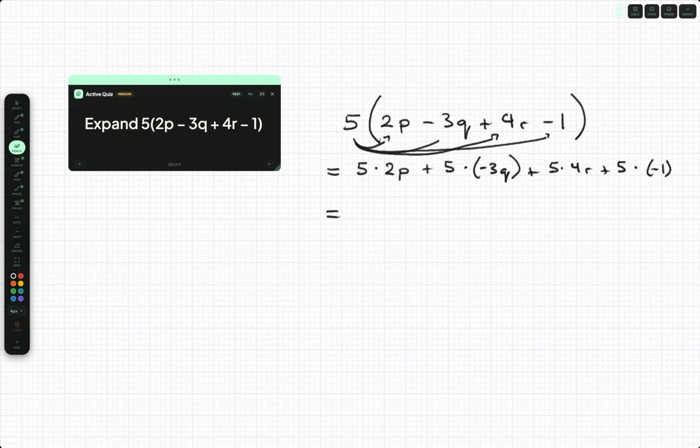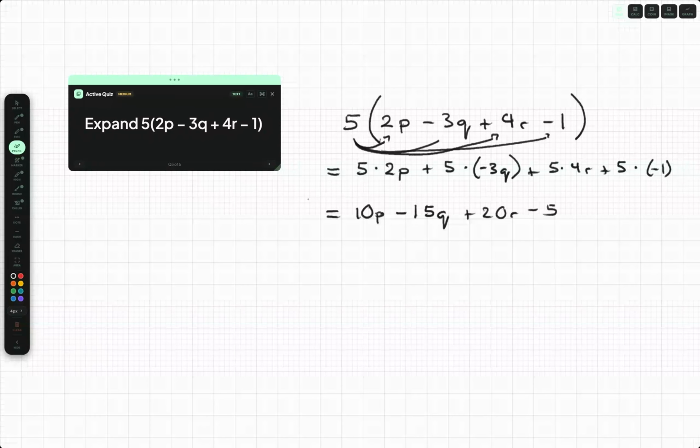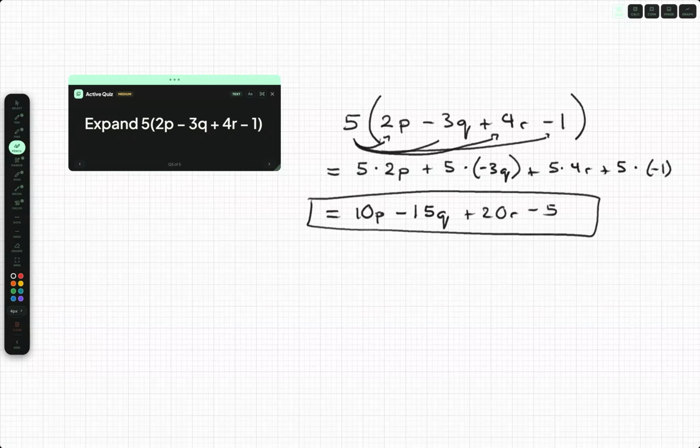So we know the first one, 5 times 2p is 10p. 5 times negative 3q is going to be a minus, so minus 15q. Plus 5 times 4r is going to be 20r. And then 5 times negative 1 we know is minus 5. So just as easy to do as the ones with 2 or 3 or however many you want. Eventually though you will run out of space, so you need to be aware of that.